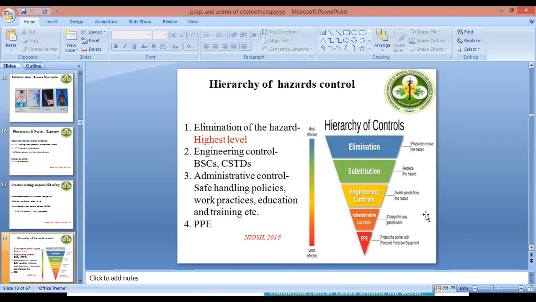In administrative control, safe handling policies are made by some organization, some HODs, on how to handle chemotherapy. It is a written protocol in our daycare. Work practice, how to work, and education and training of the staff as well as resident doctors who are directly or indirectly involved in chemotherapy preparation and administration. Fourth is personal protective equipment. What personal protective equipment should we wear during chemotherapy preparation and administration? We will discuss that on the next slide.